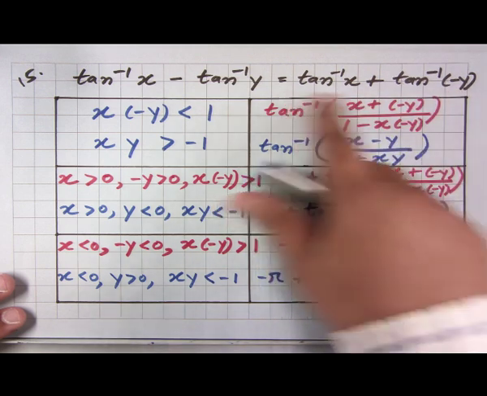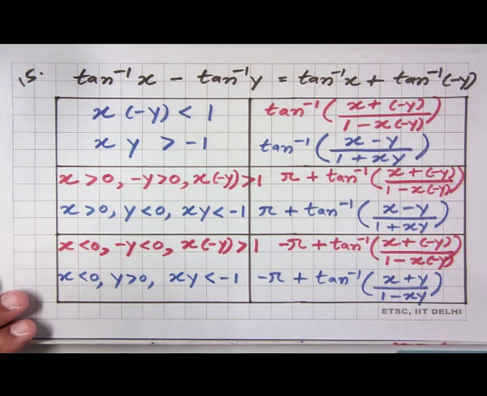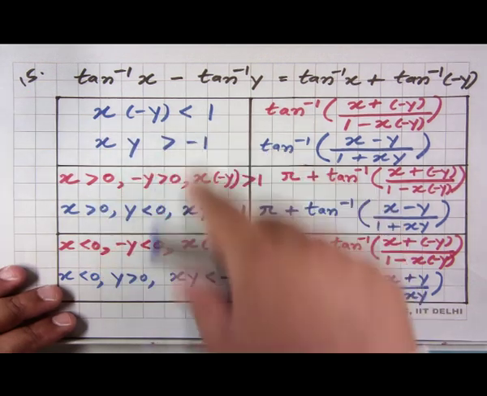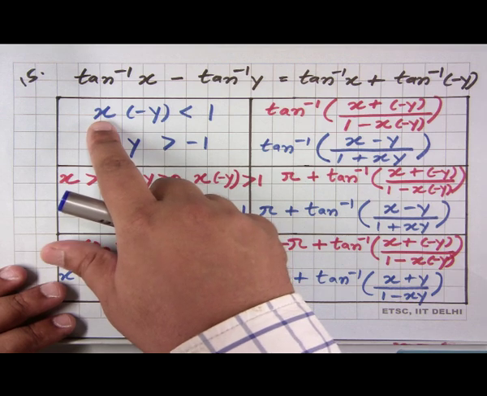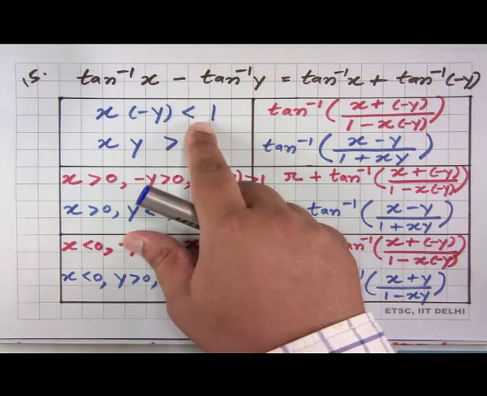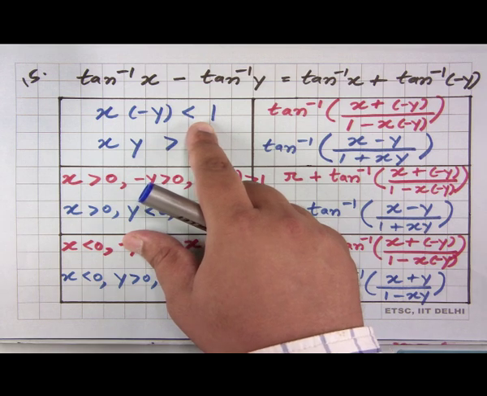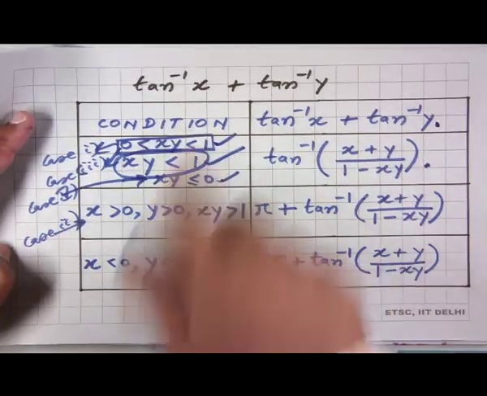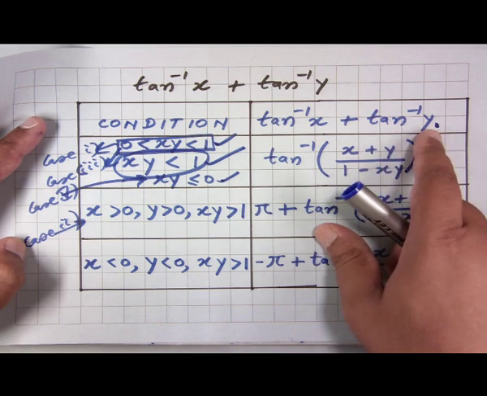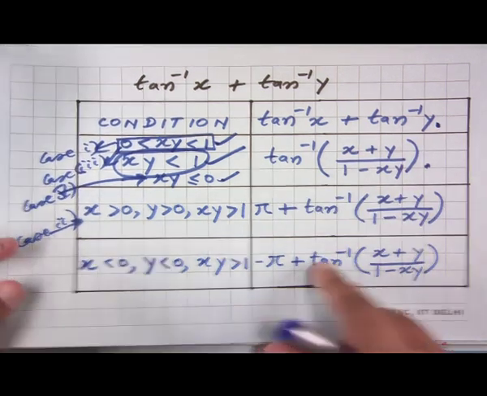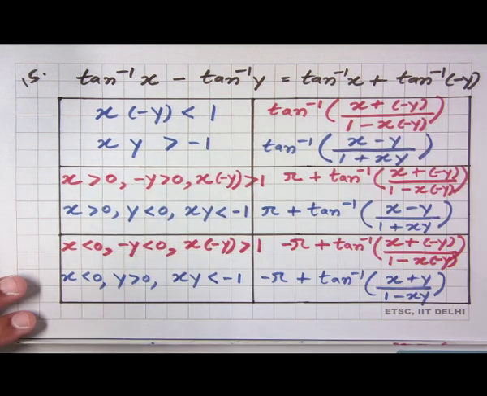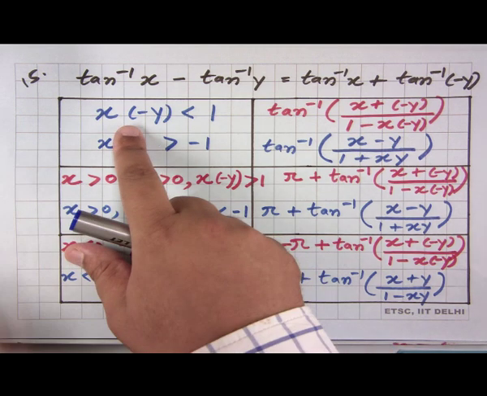we should be able to use our result that we had earlier. If we use that table, what we see is that we had these three conditions. The first condition is x times minus y less than 1. So let me show you that table very quickly. What we have to do is, in this whole table, everywhere just replace this y by minus y, and then we'll get the expression for tan inverse x minus tan inverse y. So that is what we have done here. If you replace y with minus y in that table, this is what you get.